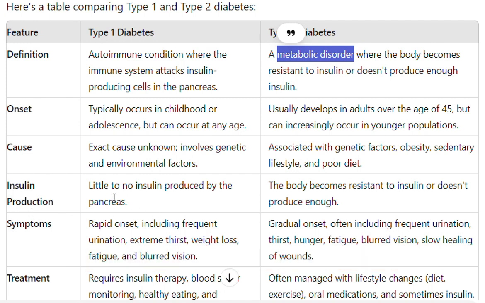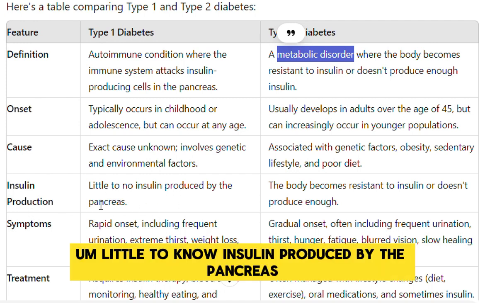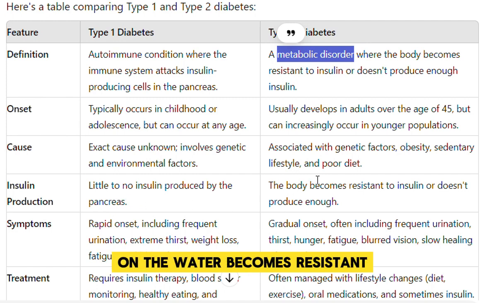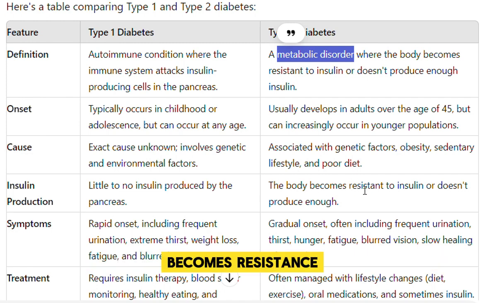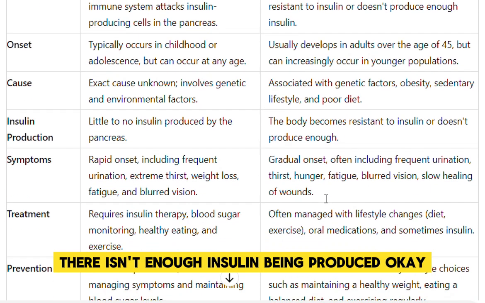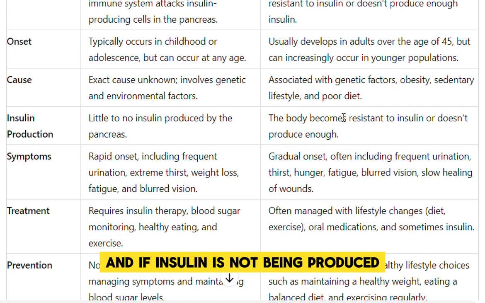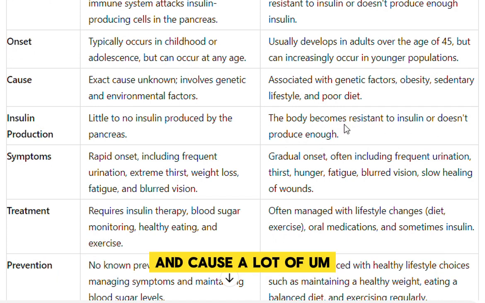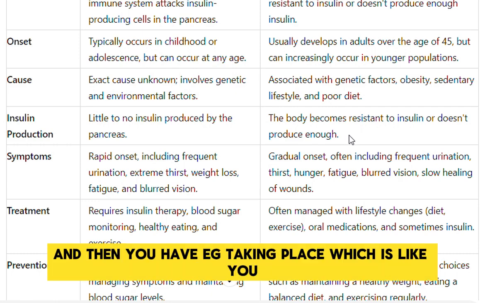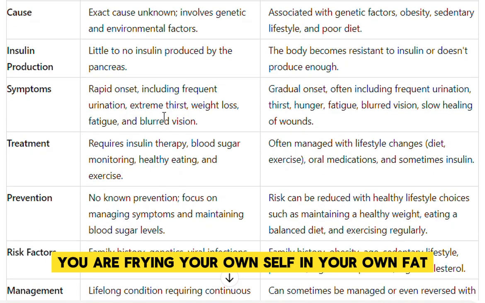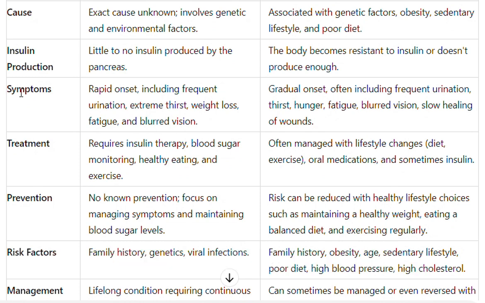Insulin production, little to no insulin produced by the pancreas. They should have said here the beta cells of the pancreas. And in type 2 the body becomes resistant, or the cells of the body where insulin is required for glucose to come in become resistant. That's the first one we discussed. And the second one, there isn't enough insulin being produced. And if insulin is not being produced, then we know that the glucose will stay in the blood and cause a lot of issues. Specifically, it will stick to the protein on the red blood cells, and then you have AGE taking place, which is like you frying yourself in your own fat or your own oil.